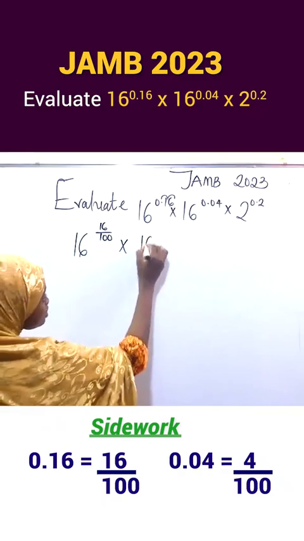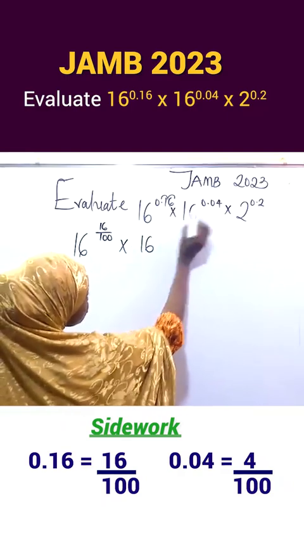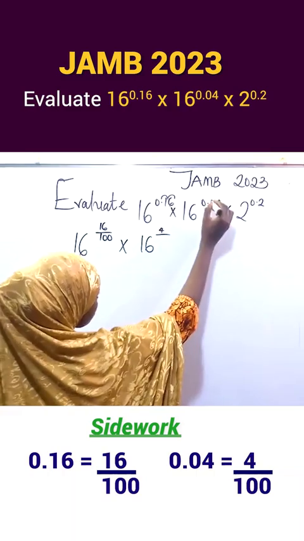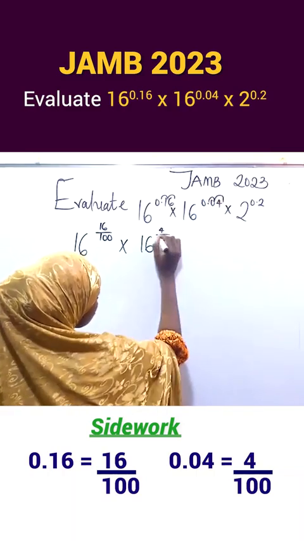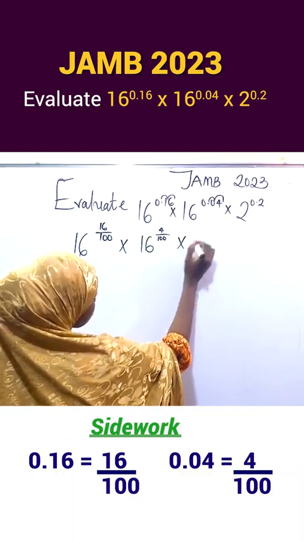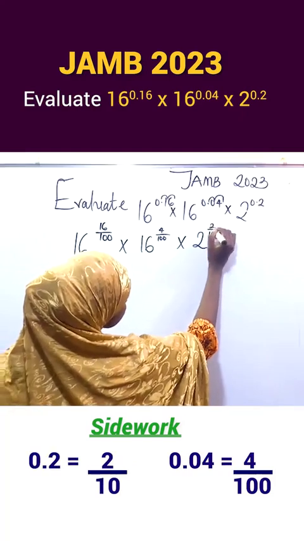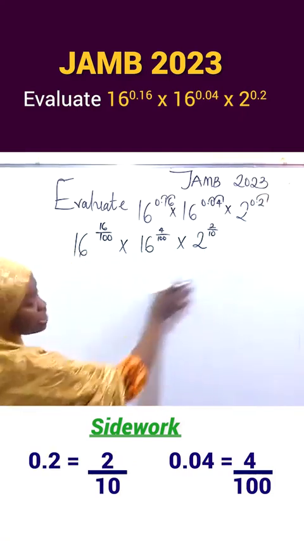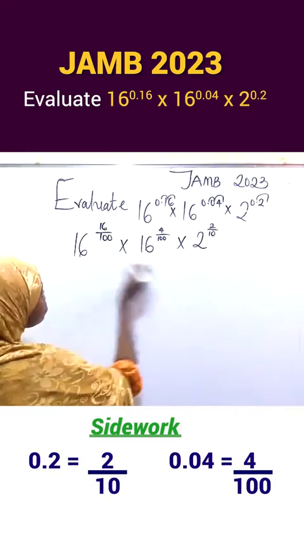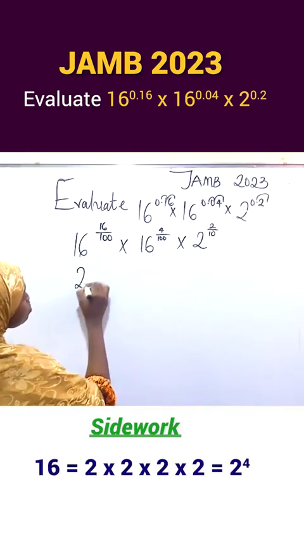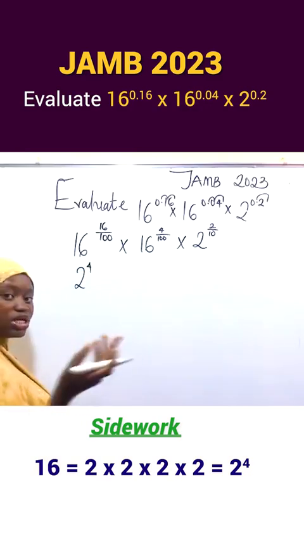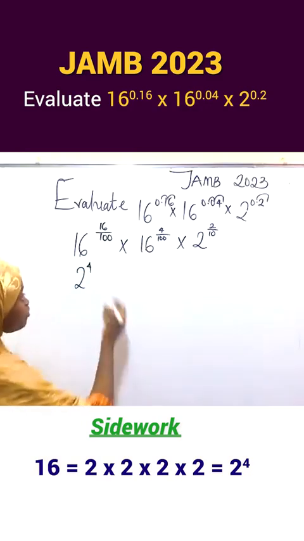Then multiplied by 16 to the power of 0.04, which is the same thing as 4 over 100, moving twice, that is over 100, right? Then times 2 to the power of 0.2 is the same thing as saying 2 over 10, because we are moving just once. Let's make all the bases 2. So 16 is the same thing as 2 to the power of 4, that is 2 times 2 times 2 times 2.